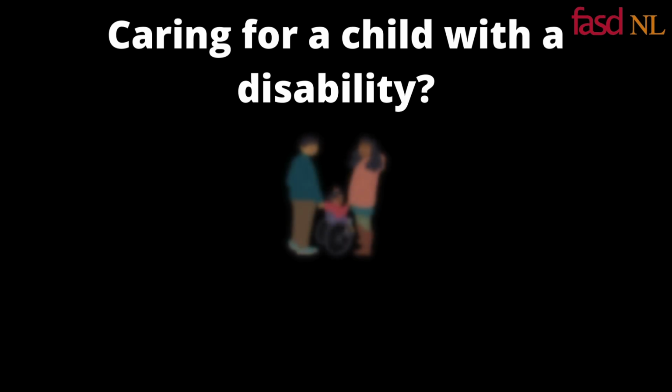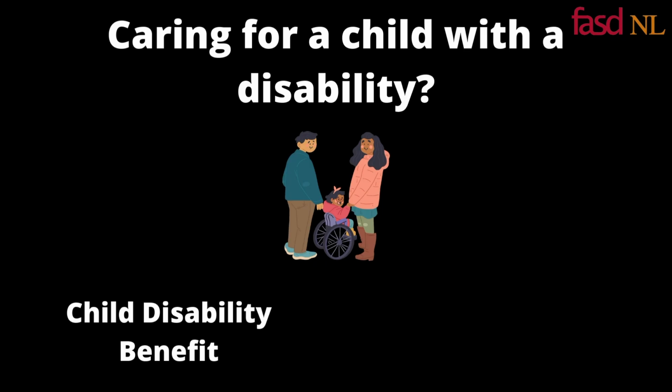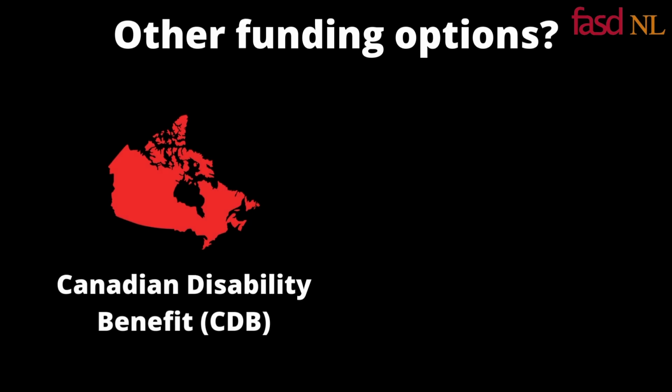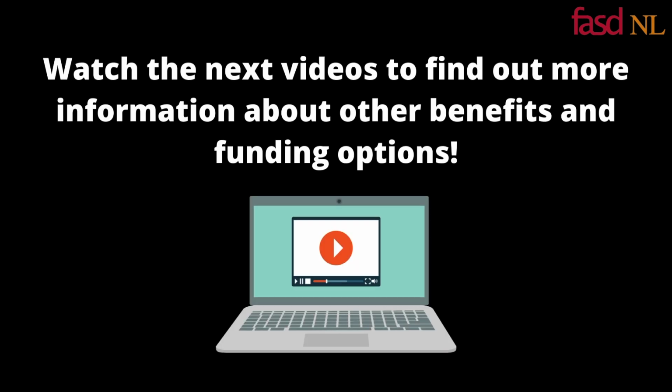If you have a child with a disability who is approved for the disability tax credit, you will automatically receive the child disability benefit with your monthly child tax credit. You are also eligible for the registered disability savings plan. If approved for the disability tax credit, you are also eligible for the new Canadian disability benefit and may qualify for the home accessibility tax credit. Watch the next video to find out more information about the child disability benefit, registered disability savings plan, the new Canadian disability benefit, and the home accessibility tax credit.